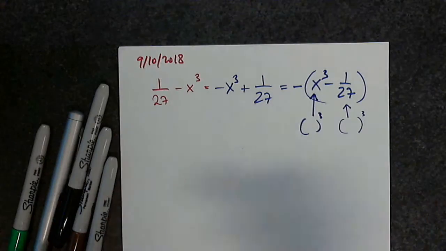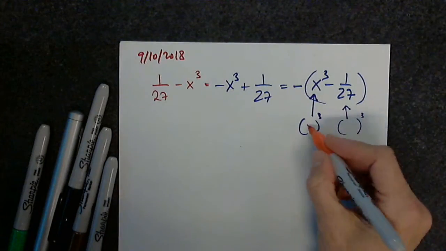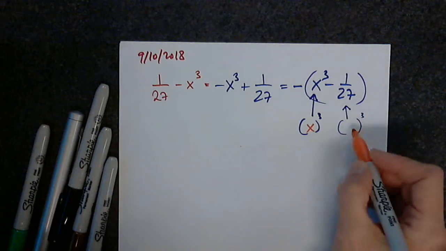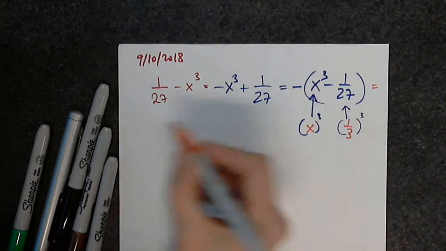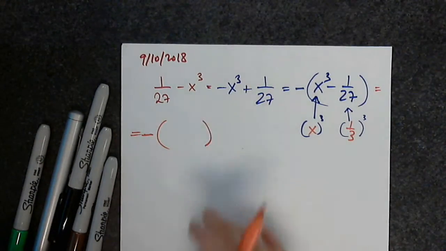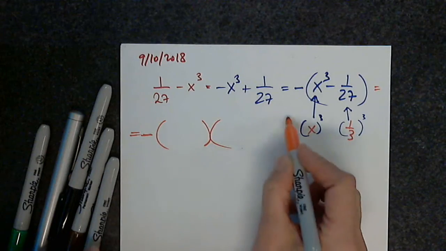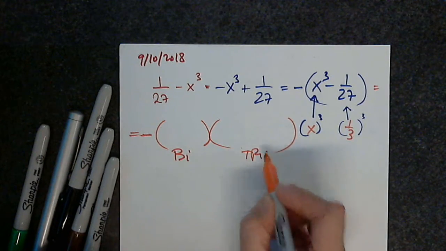So what do I cube to get x cubed? Perfect. What do I cube to get 1/27? That's it. So I identify the fact that x cubed minus 1/27 is a difference of cubes. And now the final step, how on earth do I factor a difference of cubes? And we talked about the formula last time. It's a binomial times the trinomial. I have to copy the negative sign. I have to get the binomial ready, and the trinomial will follow. So binomial, trinomial.